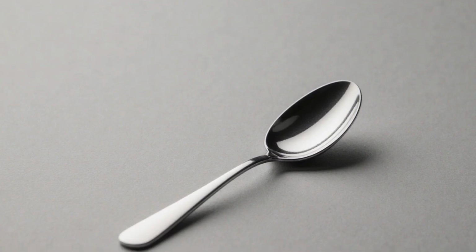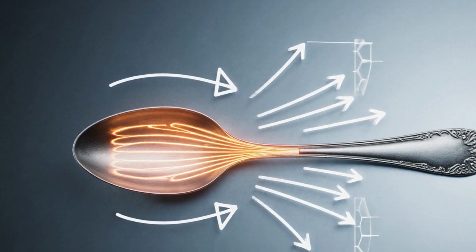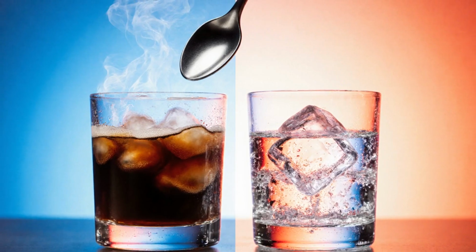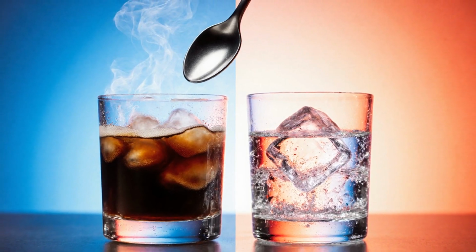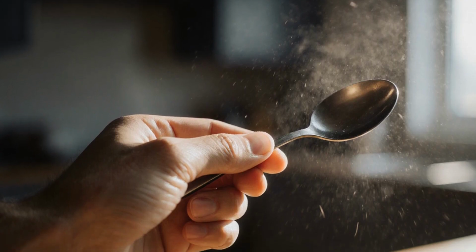The spoon is made of metal. Metal is a good conductor of heat. This means heat transfers easily through the spoon. The spoon quickly heats up or cools down. This property affects how the spoon feels to the touch.